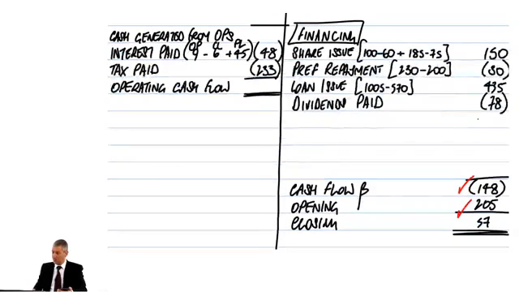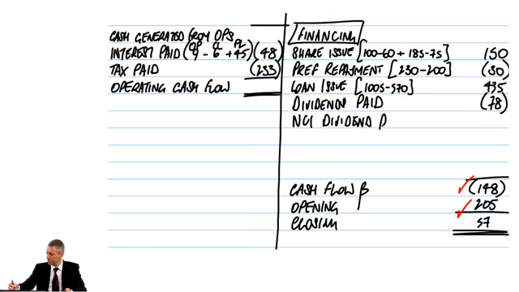So that goes into financing and is 2 marks usually. NCI dividend paid is 41 and the cash is flowing out to the NCI.